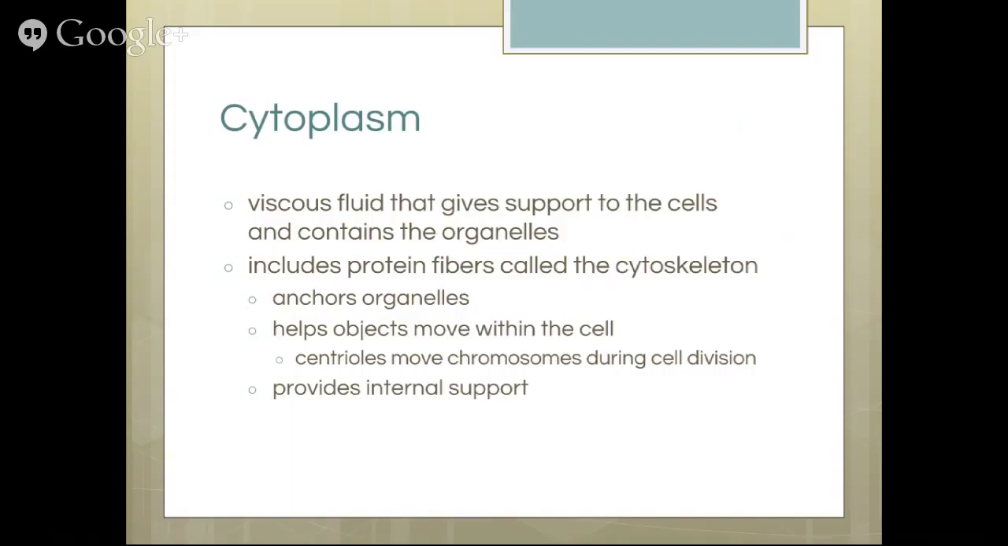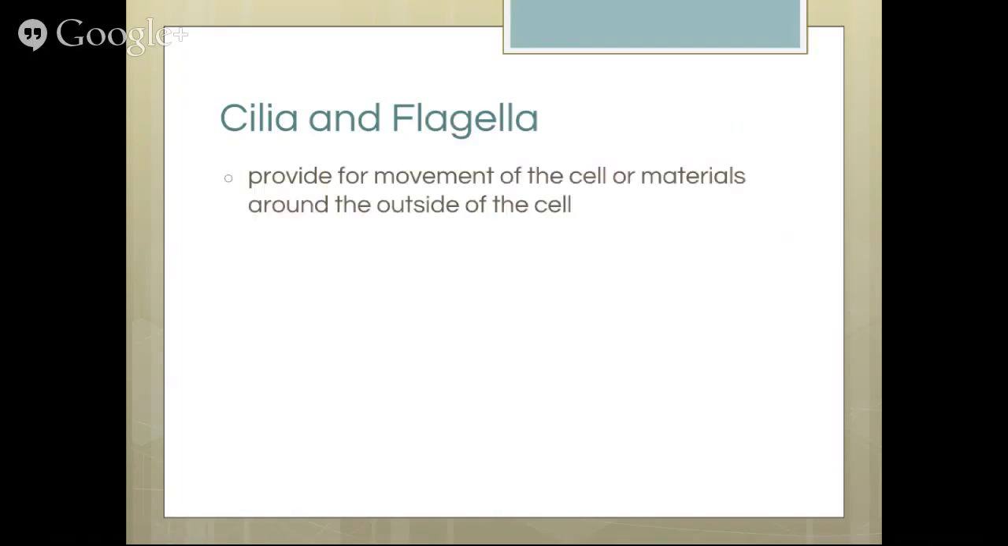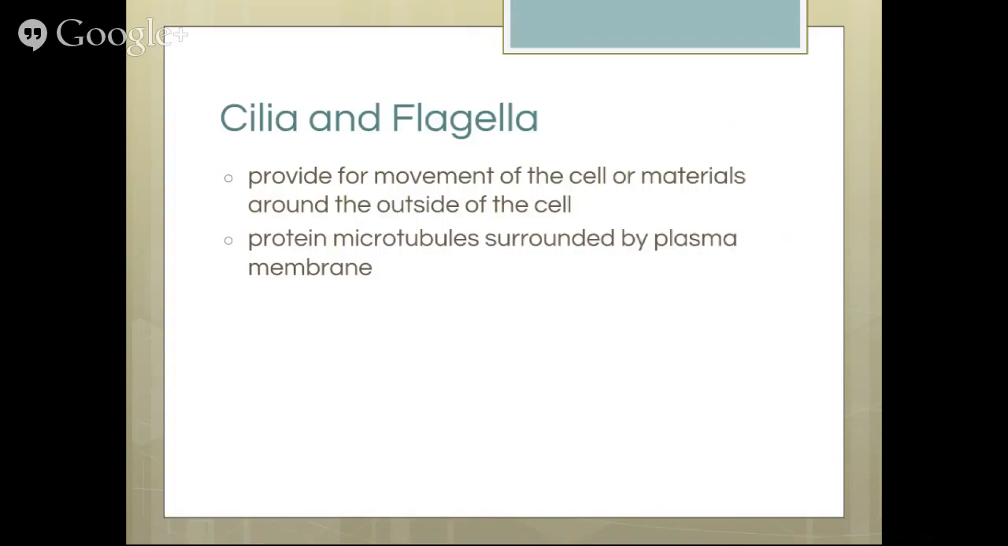The next two organelles we will talk about, though, the cilia and the flagella, are extensions of the cell membrane, and they're going to be what provide movement for the cell or help materials move away from the cell membrane or away from the outside of the cell. They're made up of small proteins called microtubules, which just means that they're small tubes of protein. And then they're covered by the cell membrane or the plasma membrane to give them a covering. So it's not just a tube sticking out of the cell itself.